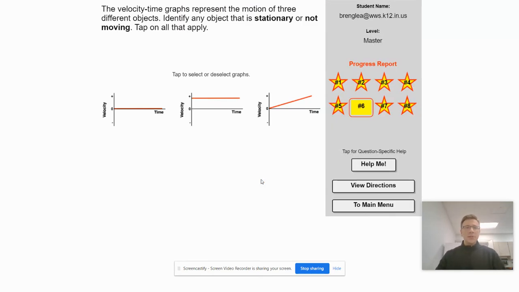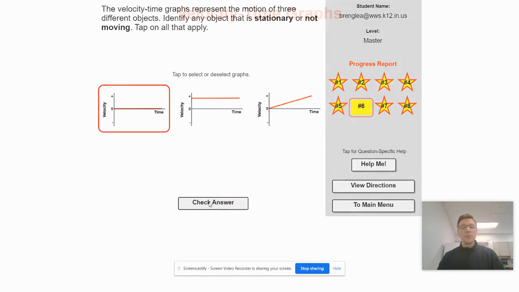Okay, this one says identify any object that is stationary or not moving. Well, if an object's not moving, that means it has 0 velocity. So we would look for the answer that has the red line on 0 meters per second. This has a constant positive velocity. This object is accelerating on the right side. It's increasing its velocity over time.